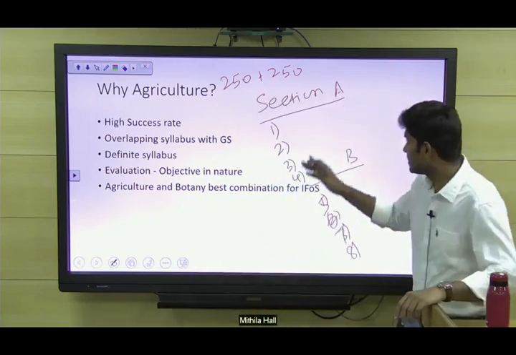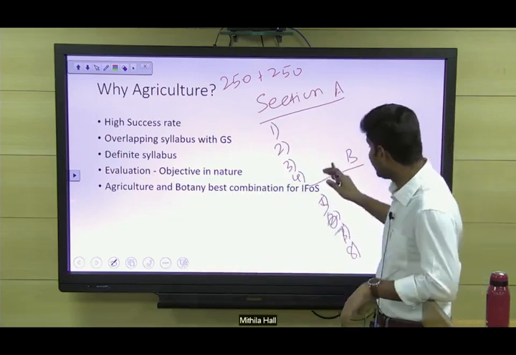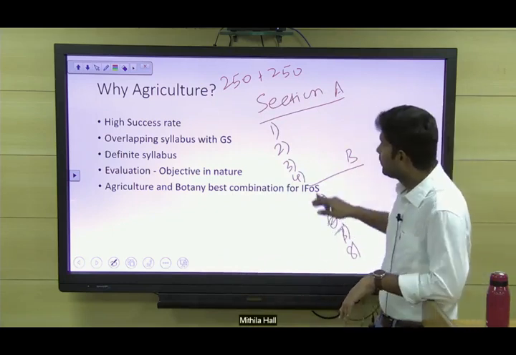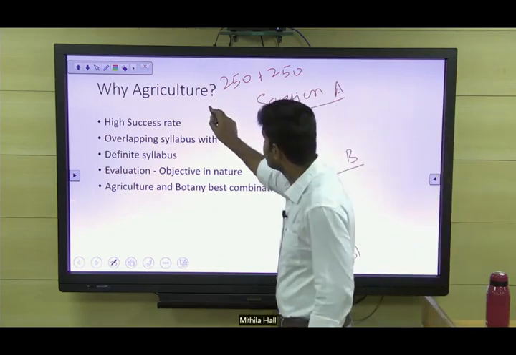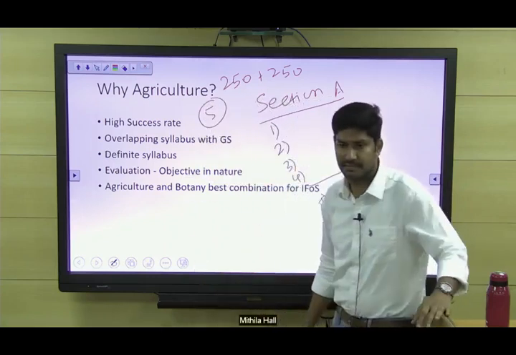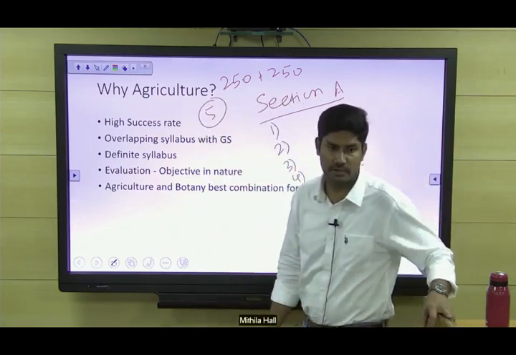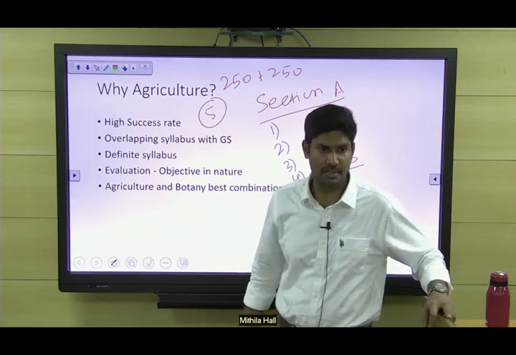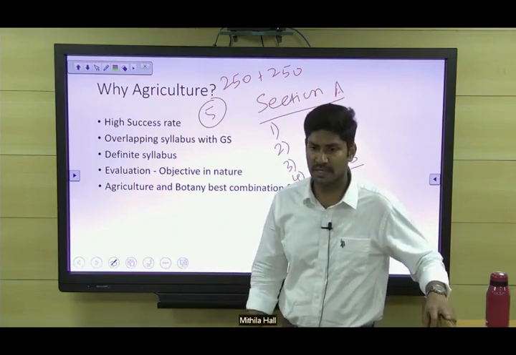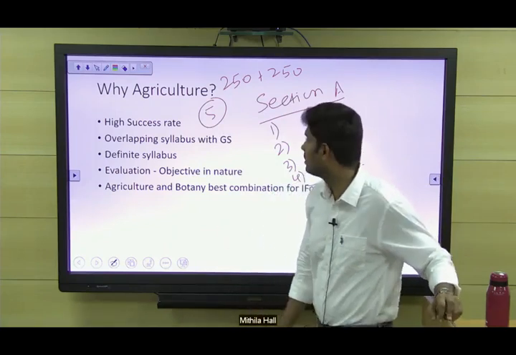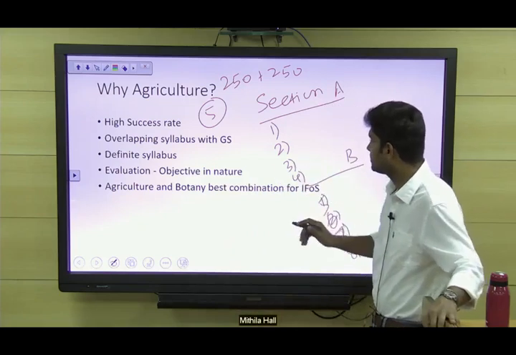So the exam pattern, okay, section A and section B. There are 8 questions totally. Out of 8 questions, you need to attempt 5 questions. So choice is there. In GS mains, you don't have any choice. You have to attempt all the questions. But in our optional mains, we have choice. Okay. So out of 8 questions, you need to attempt 5 questions.